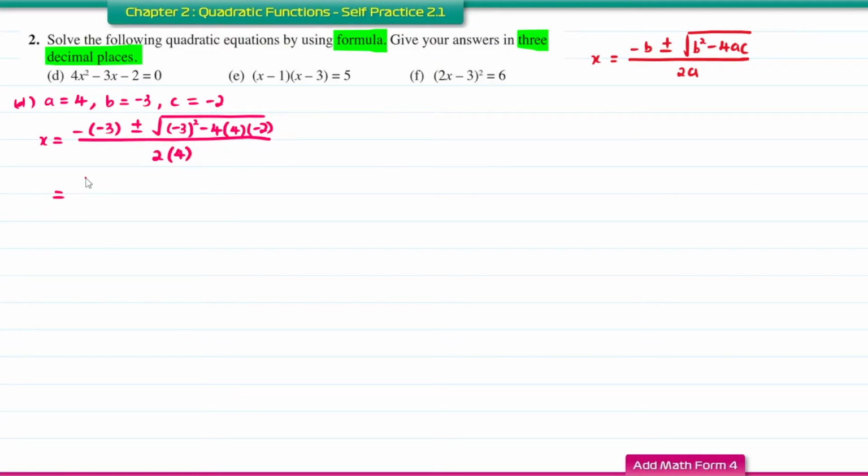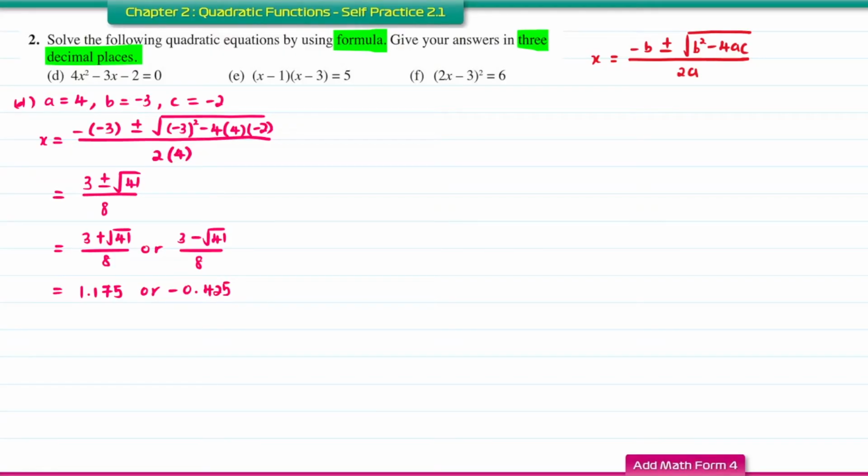So here is going to be a positive 3 plus minus the square root part. You're going to have the answer of 41 over 8. So the value of x, one of it is 3 plus square root of 41 divided by 8, or the other one will be 3 minus square root 41 divided by 8. Solve these two using the calculator, you will have the answer of 1.075, or the other one is negative 0.425.